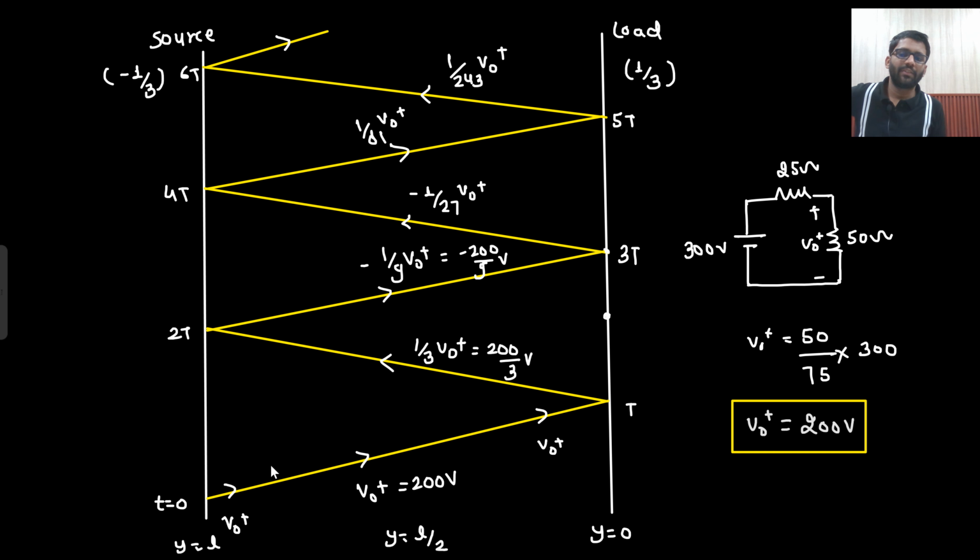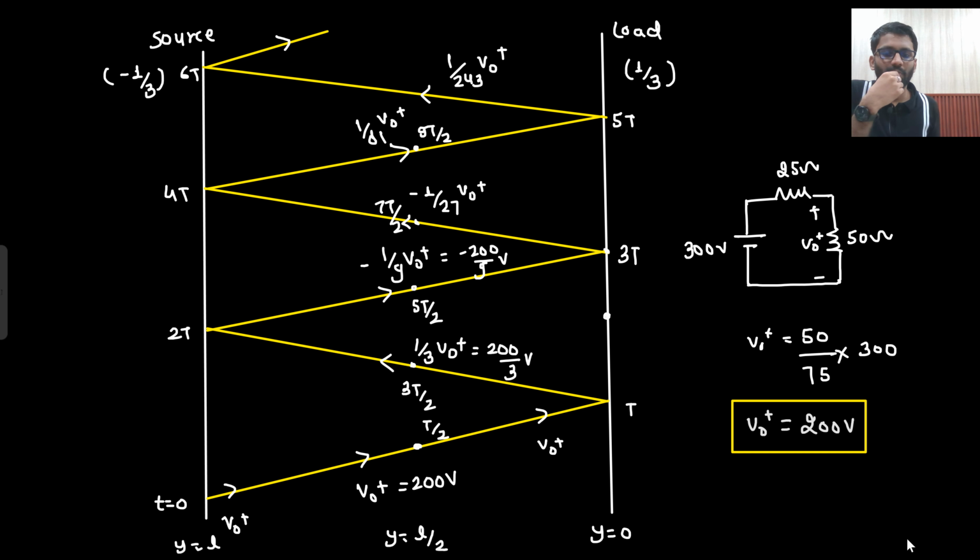Till t by 2 there will be no voltage. Why is that so? Because first voltage V naught plus will be coming at t by 2. This time would be t by 2, this time would be 3t by 2, this time would be 5t by 2, this time would be 7t by 2. In that manner we will be going. This time would be 9t by 2, here I can write 7t by 2.